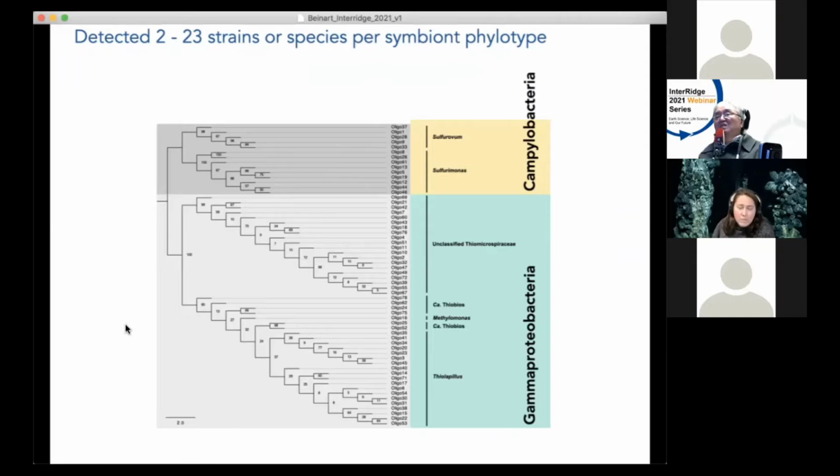And so we performed amplicon sequencing on all of these individuals and found that we did consistently see the same relationships that we had previously seen with these species, where each species has specific symbiont phylotypes it associates with. But interestingly, when we look at this at the strain level, each phylotype represents 2 to 23 strains or species level lineages. So there's some diversity within each of these phylotypes when we look at this broad scale.